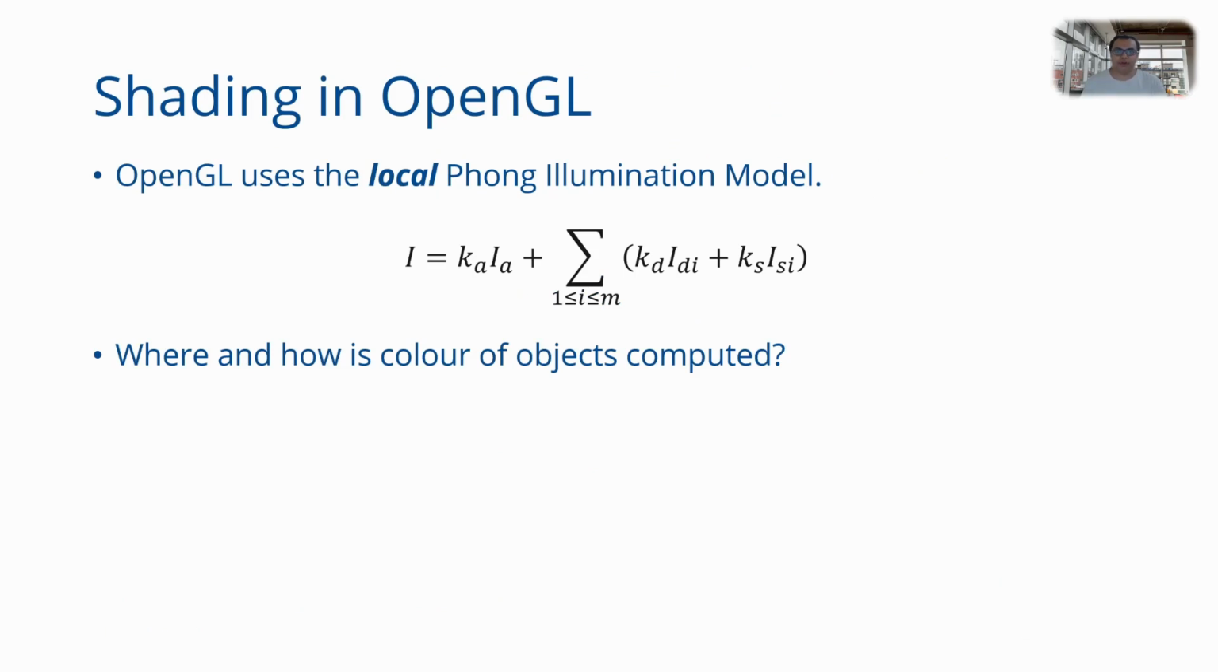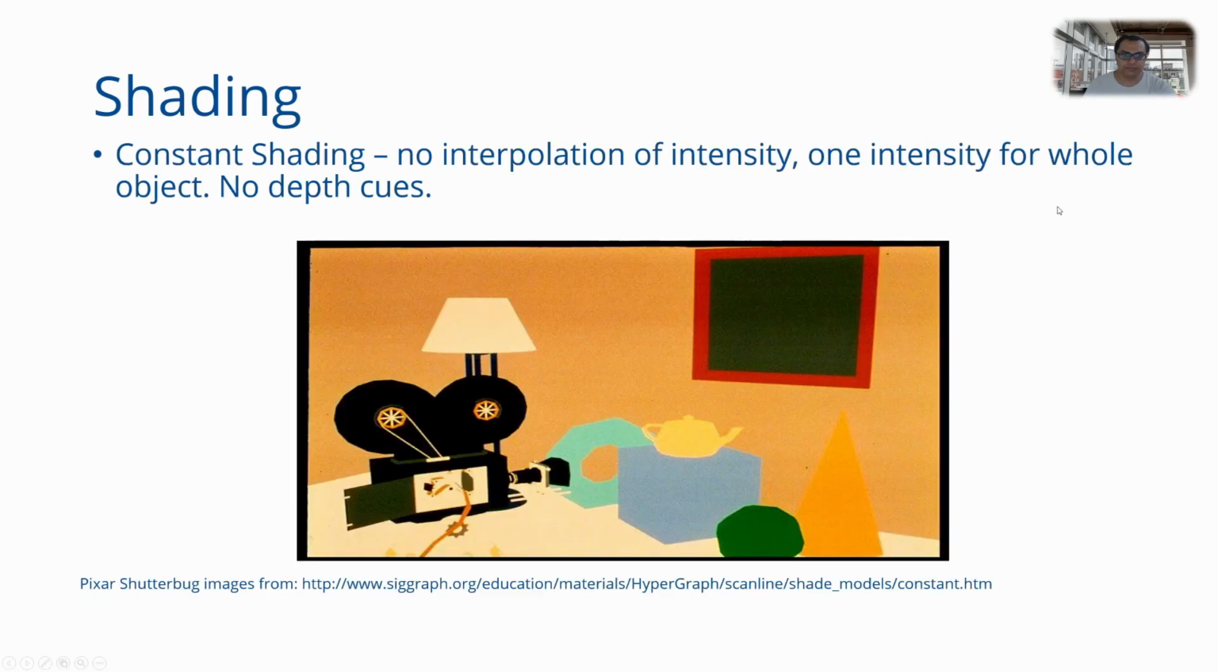So remember that the Phong illumination model that we are considering is this local Phong illumination model that has the diffuse component and the specular component due to M light sources, and then it has the ambient component. So we have to now answer the question: where and how is the color of various objects computed, and how is this color transferred to the various pixels that cover the surface of this object in the scene, or that depict the surface of this object in the scene.